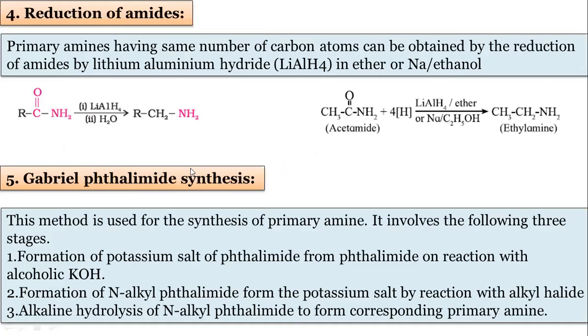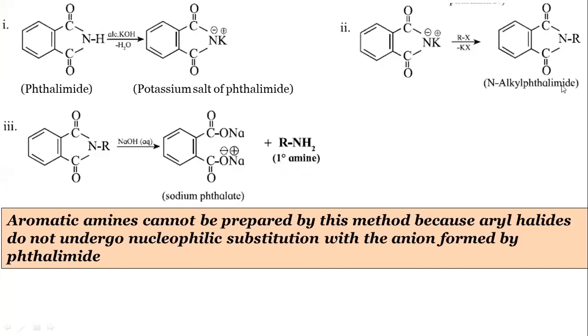So these are the 3 steps. In the first step, we get the potassium salt. In the second step, we get the N-alkyl phthalimide, and in the third step, we get the amine and sodium phthalate. One main drawback of this reaction, as written below, is that aromatic amines cannot be prepared by this method. We cannot prepare aromatic amines by this method, because in the first step the potassium salt of phthalimide is used, and here alkyl halide is used. If aryl halide is used here, it does not work, because aryl halides do not undergo nucleophilic substitution with the anion formed by the phthalimide.